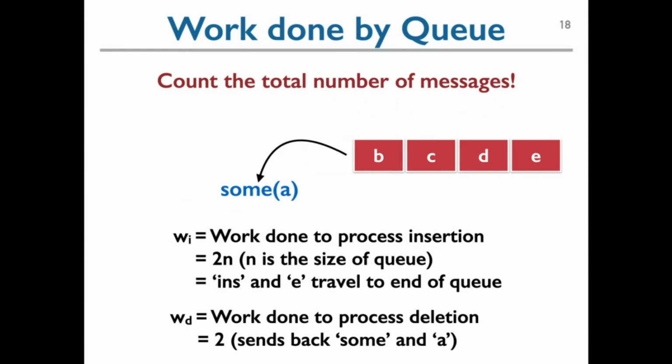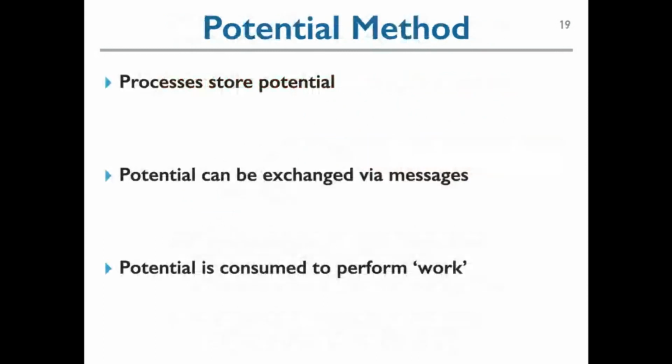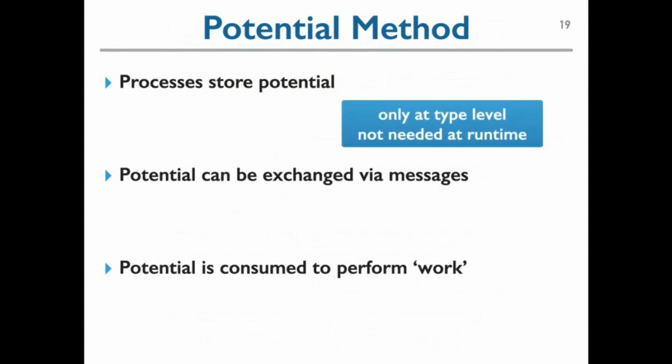And so the way to do that is by what I call the potential method. Here the idea is pretty straightforward. All the processes basically store some abstract notion of a potential. It only exists at the type level to statically get work bounds, and it's not really needed at runtime, so it doesn't really create any runtime overhead. This potential can be stored in the processes, but it can also be exchanged between different processes via special messages. And this potential is consumed every time you do some work.